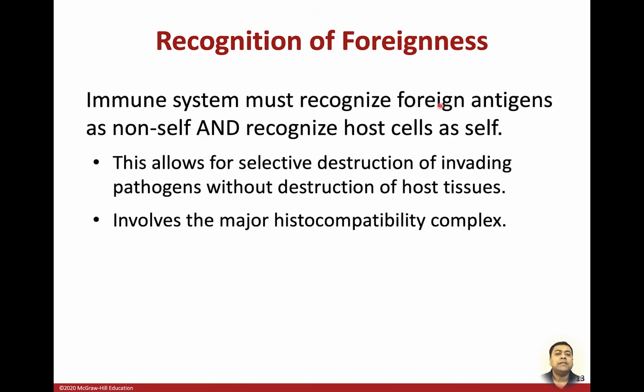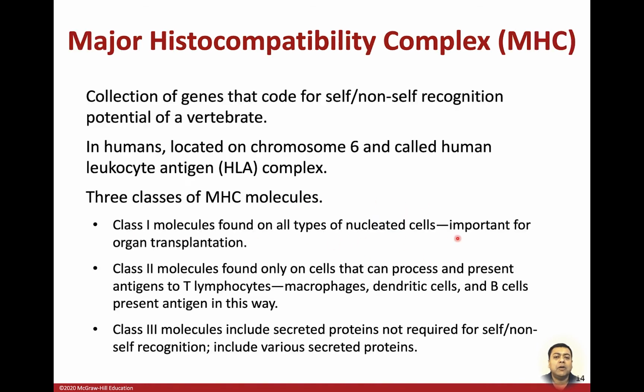So the immune system must recognize the foreign antigen as non-self and recognize host cells as self. This allows for selective destruction of the invading pathogens without destruction of your host tissues. We already talked about that this is the general idea, and this involves the major histocompatibility complex. So what are those? Major histocompatibility complex, or MHC, and why are they named like that? These are a collection of genes which code for self or non-self potential of a vertebrate.